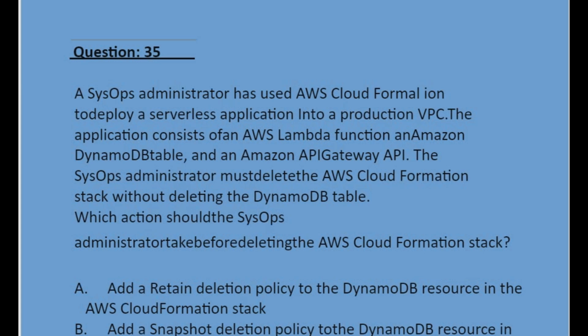Question: A SysOps administrator has used AWS CloudFormation to deploy a serverless application into a production VPC. The application consists of an AWS Lambda function, an Amazon DynamoDB table, and an Amazon API Gateway API. The SysOps administrator must delete the AWS CloudFormation stack without deleting the DynamoDB table. Which action should the SysOps administrator take before deleting the AWS CloudFormation stack?